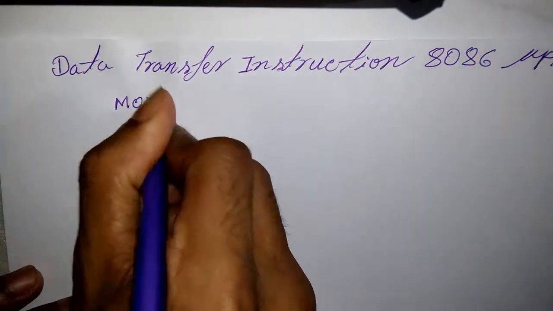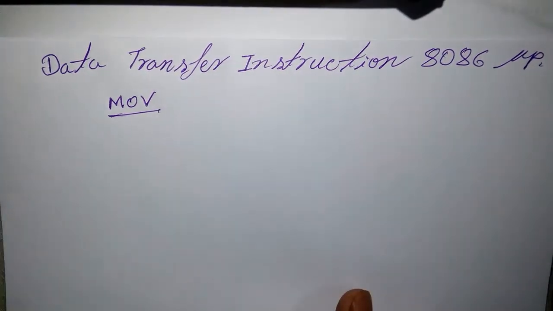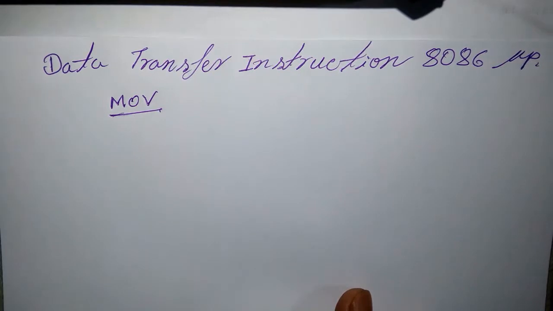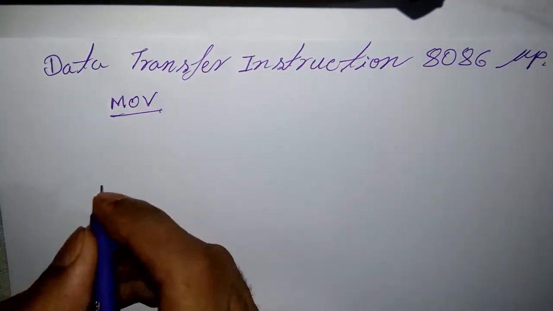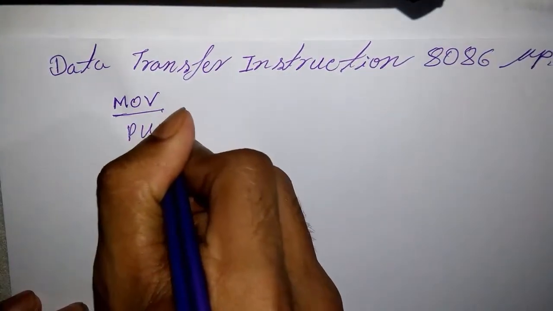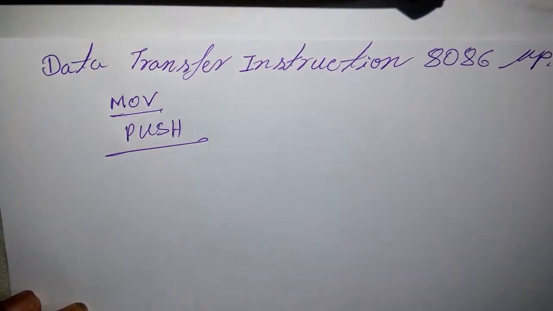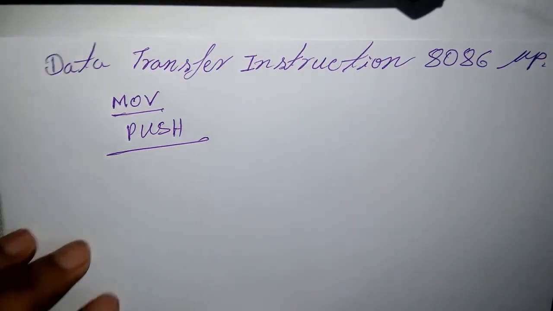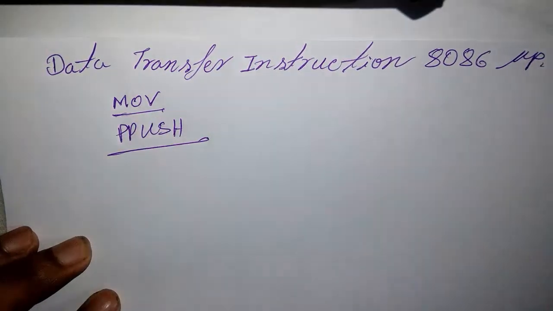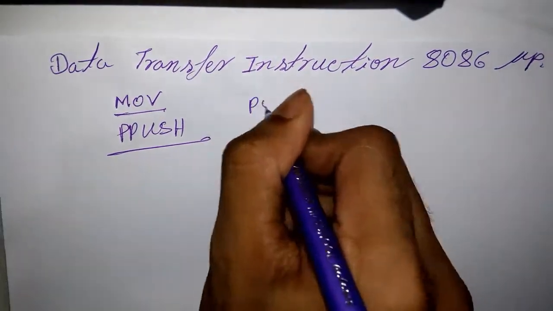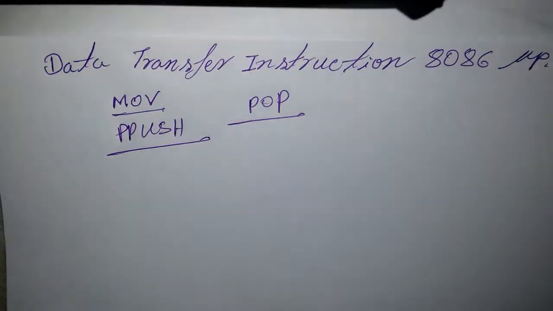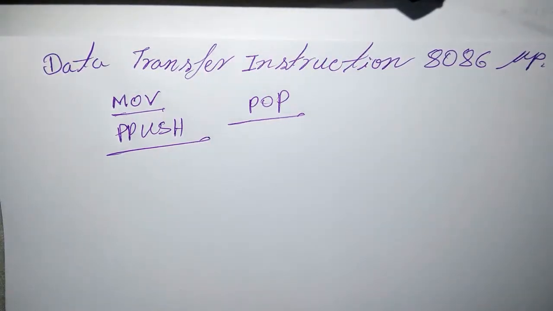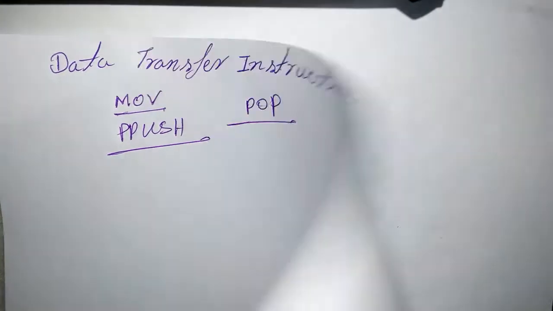We use the MOV instruction, which is used to copy a byte or word from the provided source to the provided destination. Then PUSH, which is used to put a word at the top of the stack. Okay, and next is POP. This POP is used to get a word from the top of the stack to the provided location.